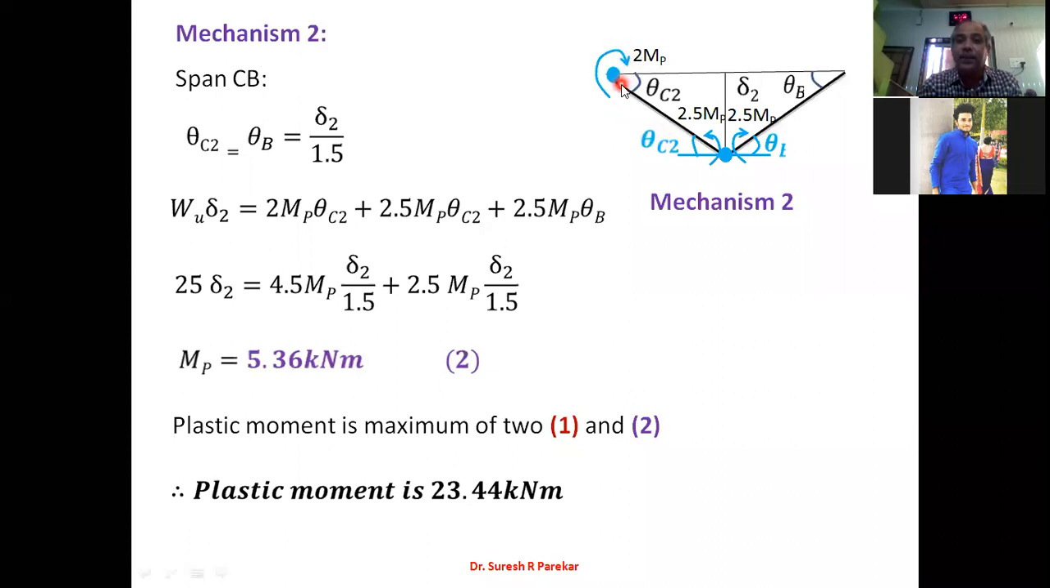So we have 2 MP theta C2, 2.5 MP theta C2, 2.5 MP theta B. Now you substitute it. So theta C2 equal to theta B, delta 2 upon 1.5. So you substitute these values. By substituting these values, I will get second value, 5.36 kilonewton meter. Maximum of 2. First we have 23.44. Second we have 5.36. So we have plastic moment, 23.44 kilonewton meter.